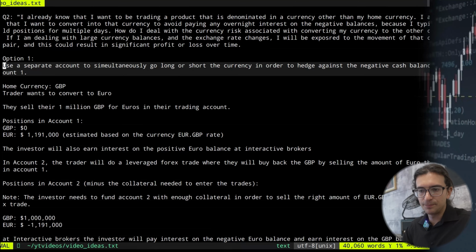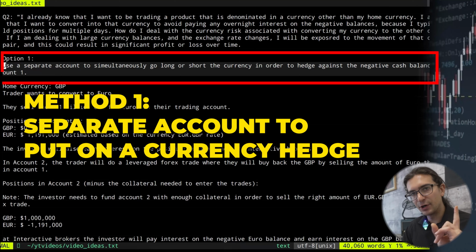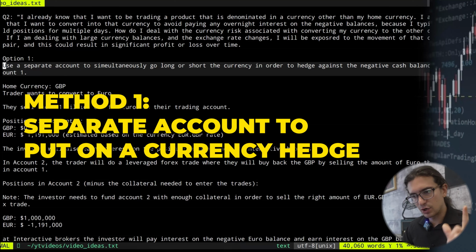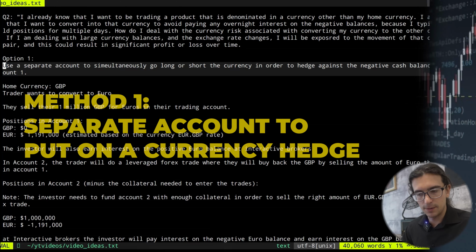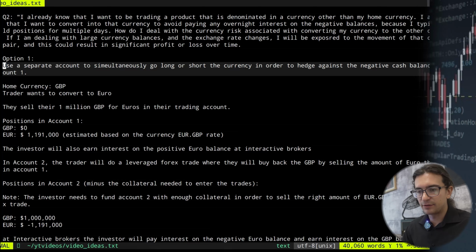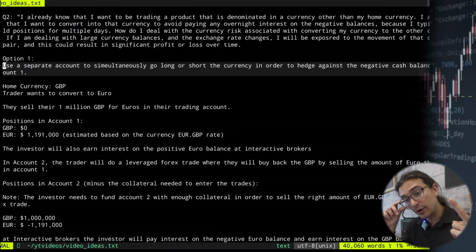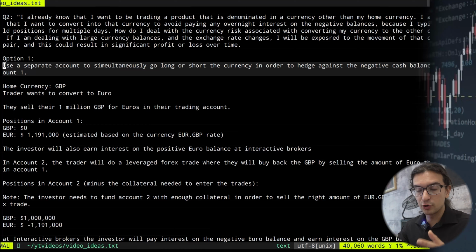Okay, so option one is to use a separate trading account to simultaneously go long or short the currency in order to hedge against the negative cash balance in account one. And it's not a negative cash balance. Actually, what it is, you converted your pounds to euros and you now need to regain that pound position and go short the euro in account number two. And the way you're going to do this is by doing a leveraged forex trade. So you need to make sure that whatever broker you're using for account two allows you to do what's called leveraged forex trading. Interactive Brokers has this.